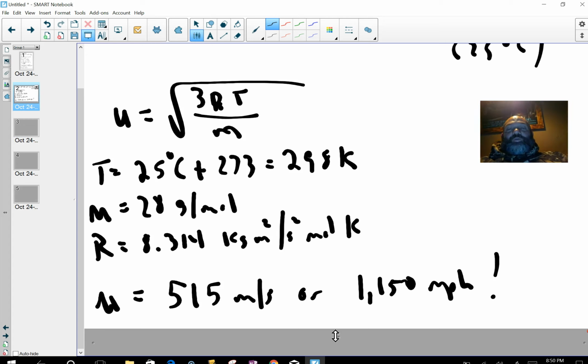So at room temperature, those molecules of nitrogen in the air around us would normally be hitting us at 1,150 miles per hour. Boy, does that hurt every once in a while when you feel that? Bam, those molecules banging into you all the time at that speed. Whew. Not really, right? Yeah, no.